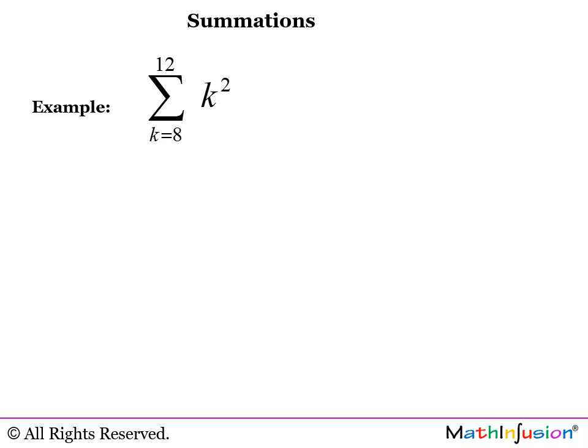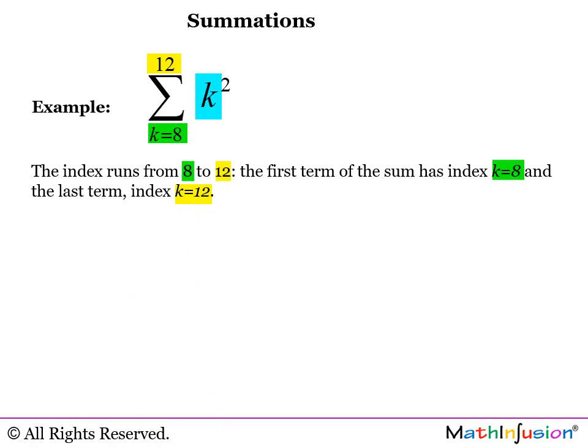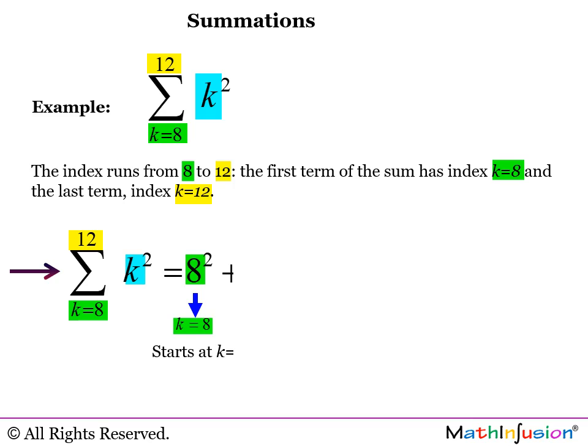Example. Let's write down this summation. The first index is 8 and the last one is 12. The first term is going to be 8 to the power of 2, because the first index is k equals 8, and what we have to do with this specific index k is to square it to get k to the power of 2. The next one is 9 to the power of 2, because k now equals 9.